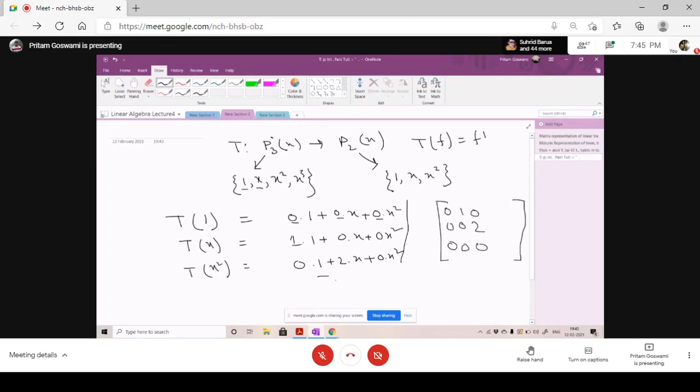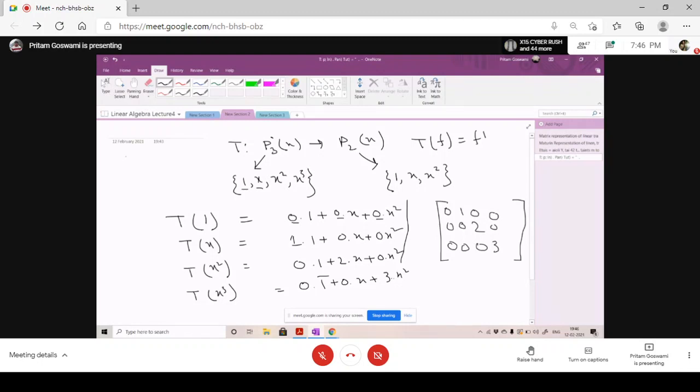Now T of x cube. It will become 3 into x square. So 0 into 1 plus 0 into x plus 3 into x square. 0, 0, 3.